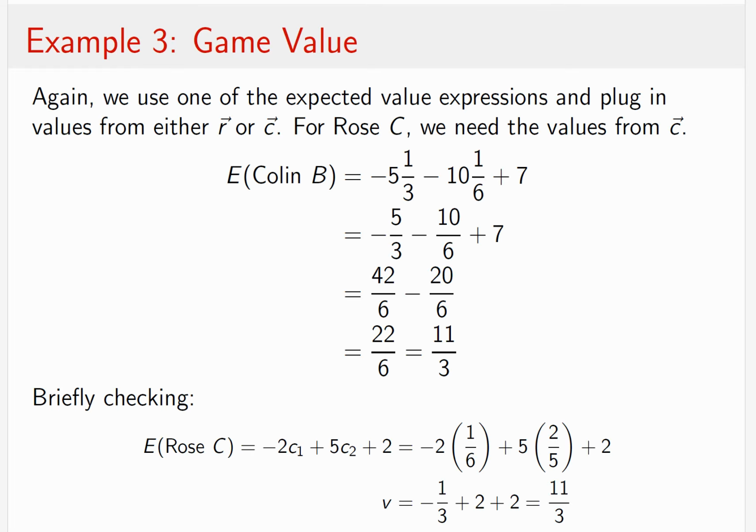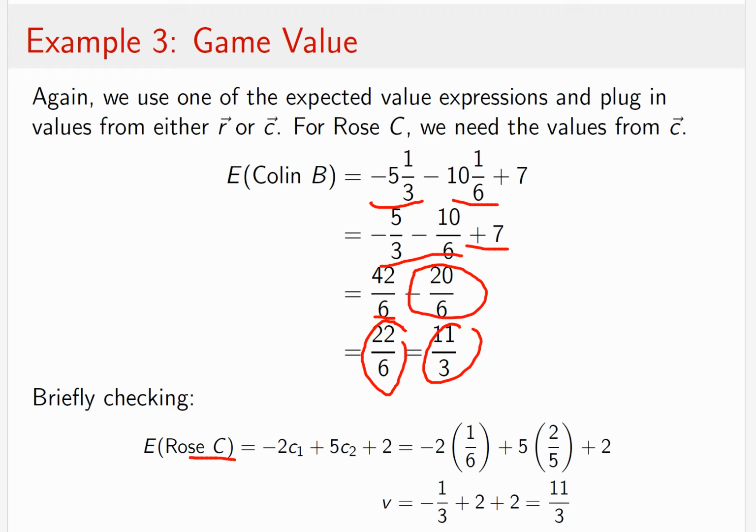Okay, and when we put it all together, we can double check based on expected value to get the game value. And so when we substitute in, we get minus 5 times 1/3 and minus 10 times 1/6. Okay, well, what's going on there? We're going to jump to negative 10/6 minus 10/6, so that's minus 26 plus 7, which is 42 over 6. 42 over 6 minus 20 over 6 is 22 over 6, which reduces to 11/3.